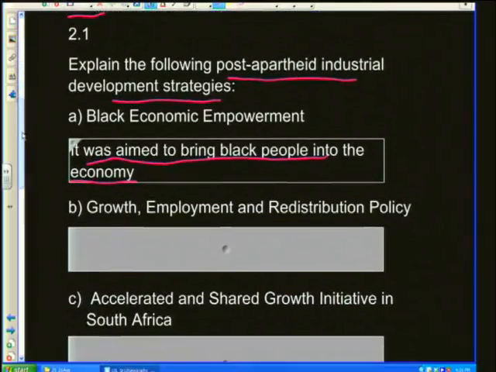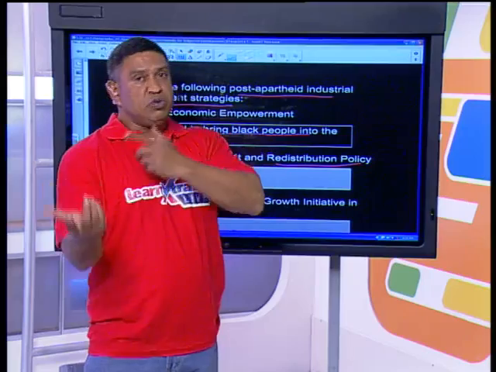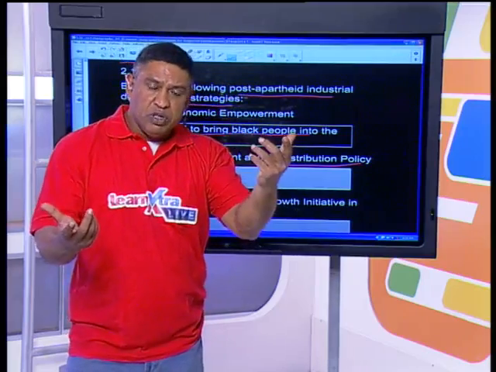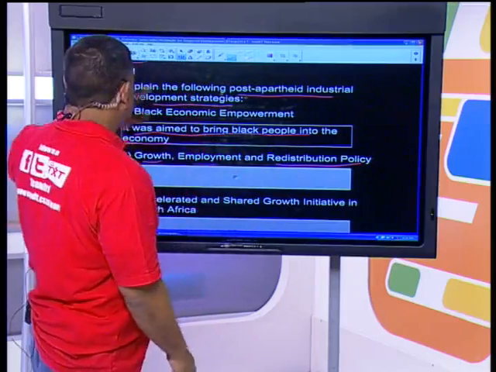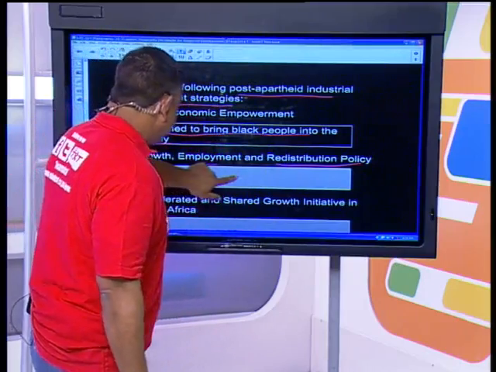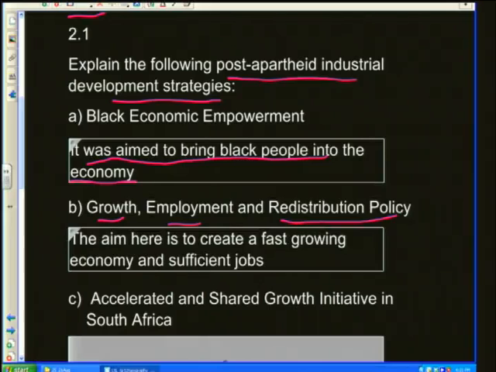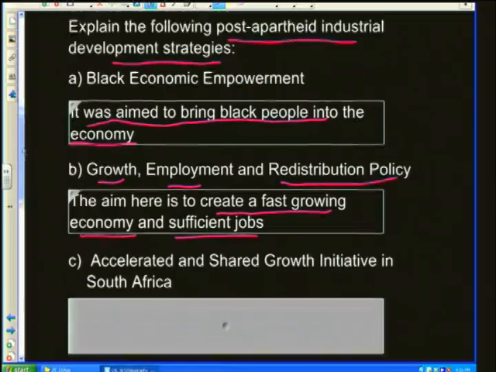Next question. The Growth, Employment and Redistribution policy, the GEAR policy. Again remember, it was the economic growth or the development of the economy which will reduce unemployment. We can look at our answer again. The aim is to create a fast-growing economy and sufficient jobs. Both are related, learners. A fast-growing economy is related to sufficient jobs.